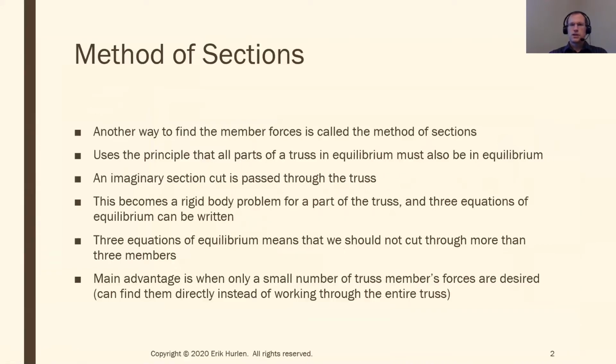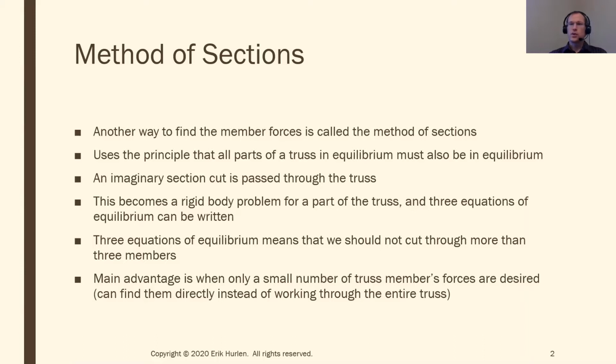So method of sections, just like method of joints, assumes that if the entire structure is in equilibrium, then each individual joint is in equilibrium, and you can look at each individual joint. Method of sections is kind of the same principle, except instead of looking at individual joints, I'm looking at a whole portion of the truss. So what we basically do is we pass an imaginary section cut. Essentially we pretend we cut this thing in half, and I use the term half lightly there. It's not necessarily exactly in half. You can cut it wherever you want, but the point is you cut it, and then you only look at one part of it. So you essentially throw away the other part or other half.